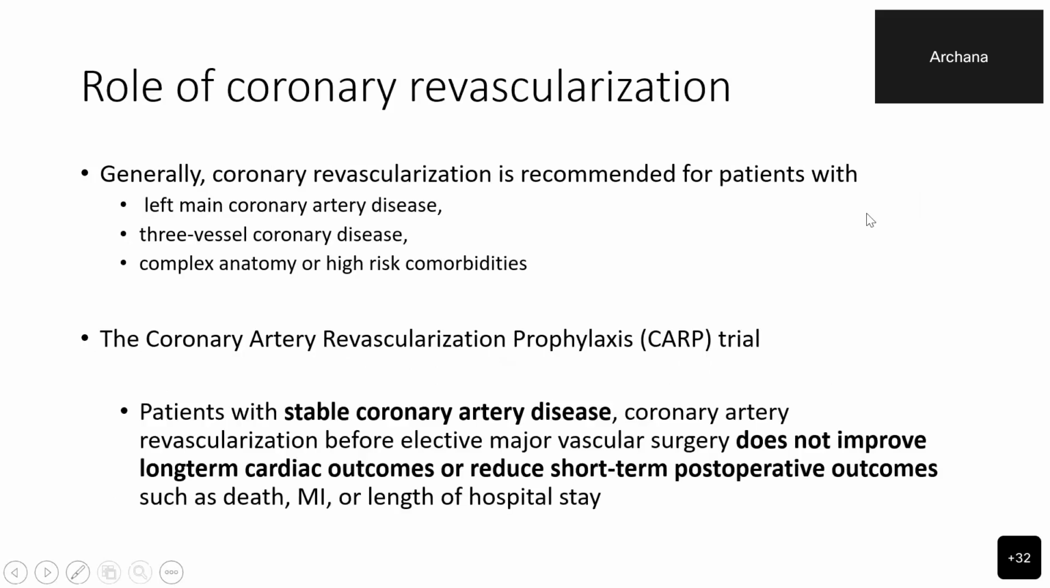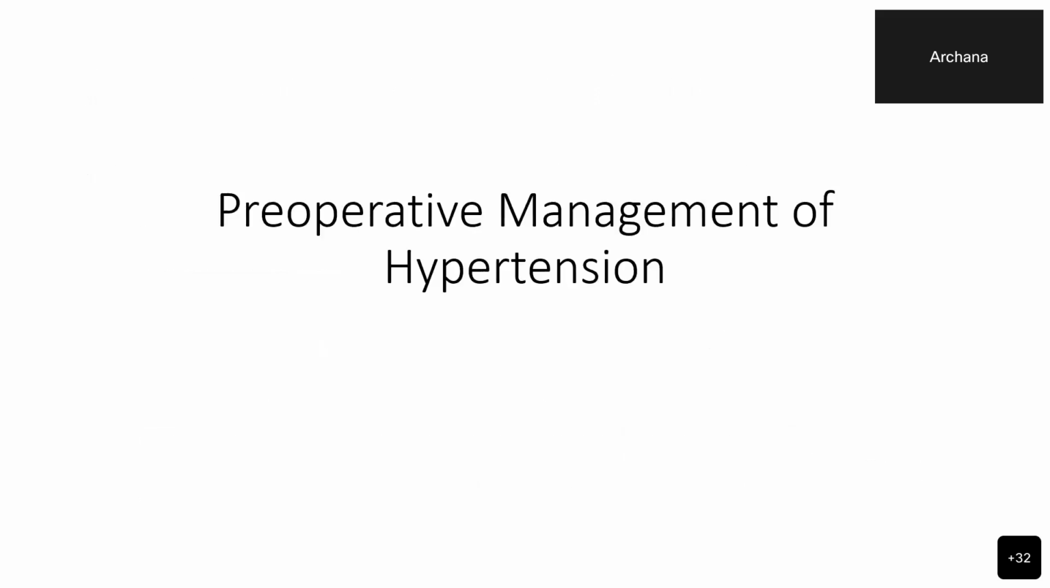So coming to the role of coronary revascularization, generally it is recommended for left main coronary disease or triple vessel disease or complex anatomy or high risk comorbidities. The CARP trial, coronary artery revascularization prophylaxis trial, shows that in patients with stable coronary artery disease, coronary artery revascularization before elective vascular surgery does not improve the cardiac outcomes, long-term outcomes, or reduce the short-term postoperative outcomes such as death or MI or hospital stay.